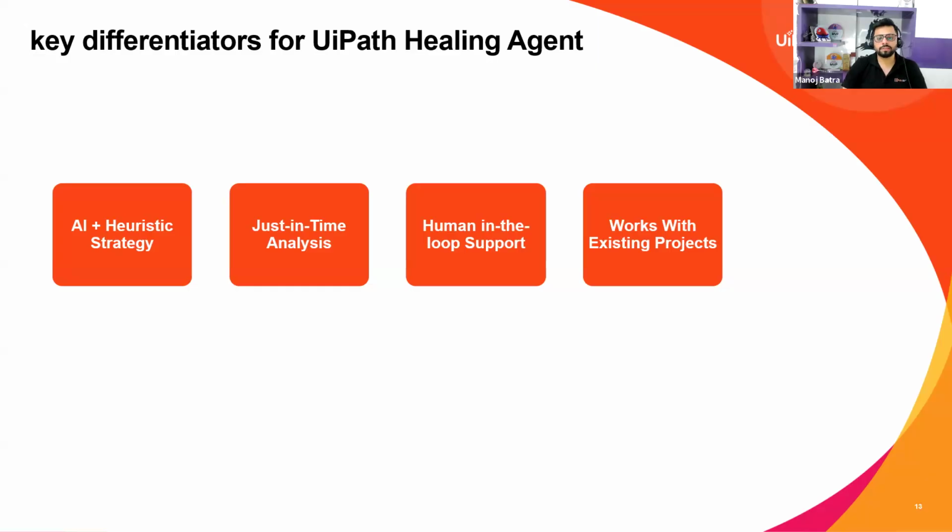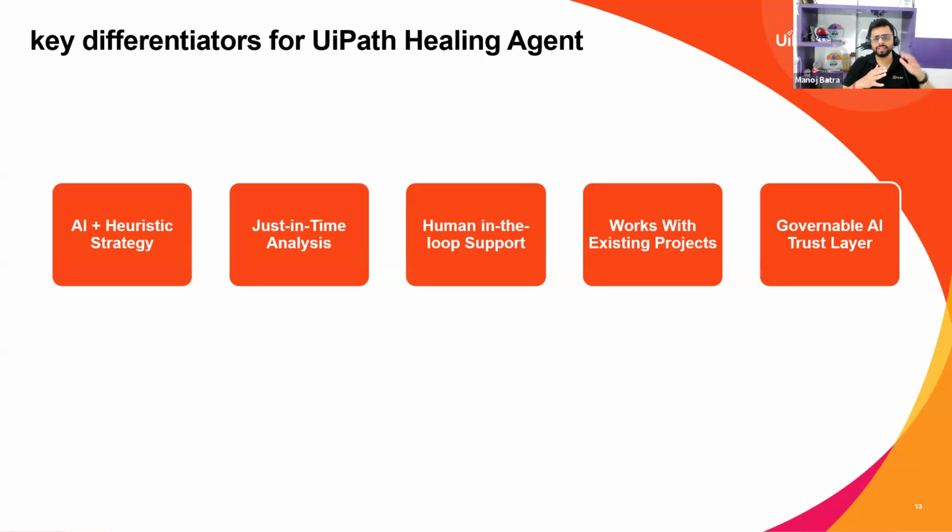The last one, which I guess is the most important thing here, is the governable AI trust layer. Governance enables your org admin or tenant admin to configure healing agent options either at the org level or maybe at the tenant level. For tenant level I'm not sure, but for org level it is there. Additionally, the AI trust layer in UiPath also allows organizations to define the level of control they want to grant AI in terms of the recovery process. So your admin has full control at the org level.